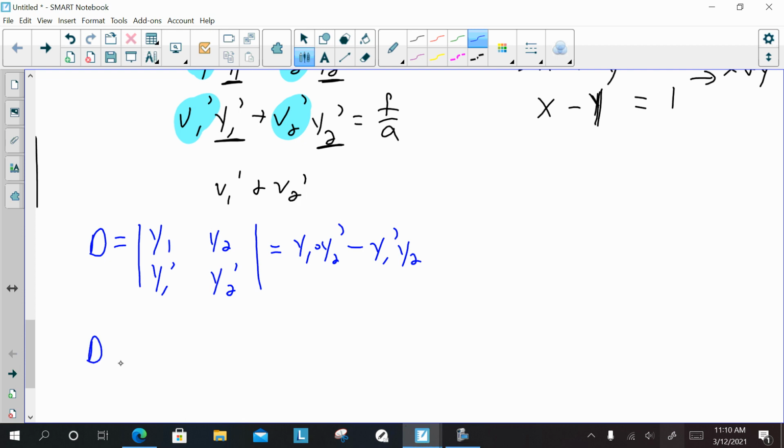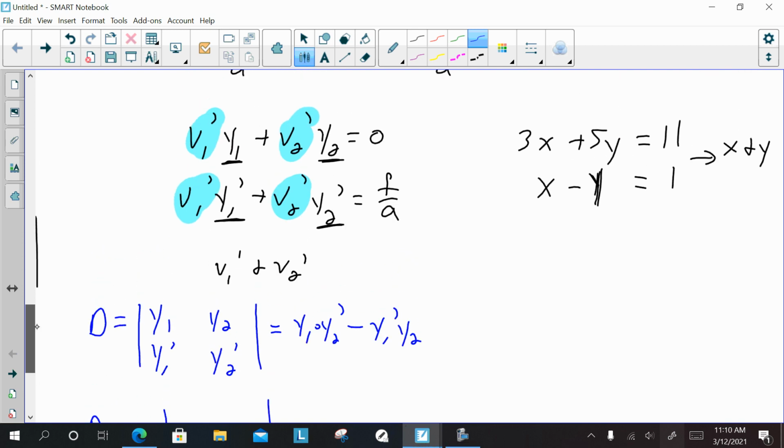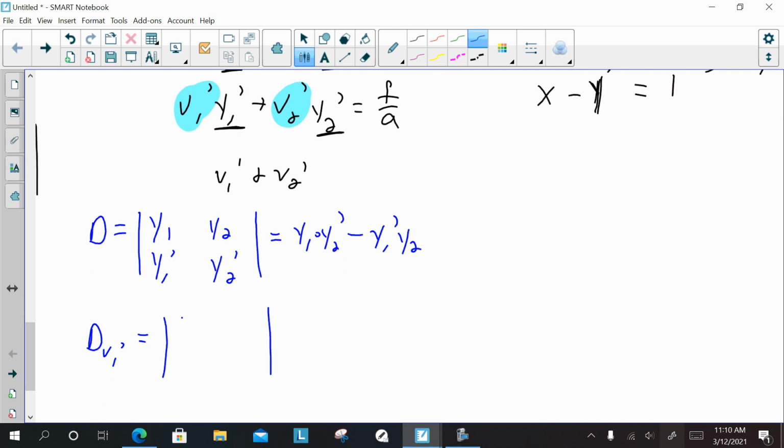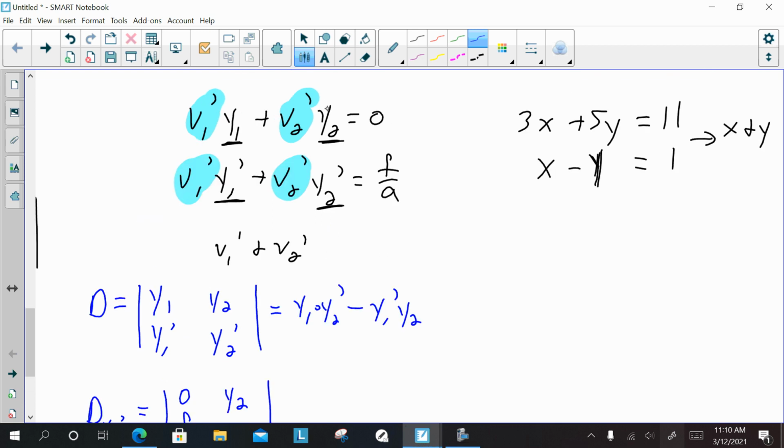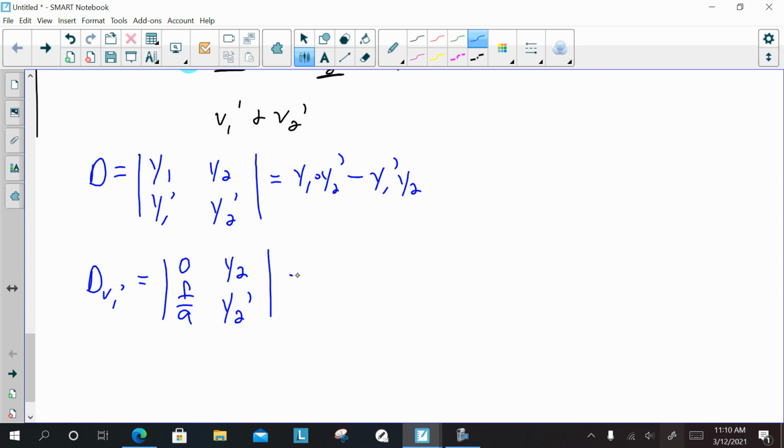We need a determinant for v1 prime. That determinant comes from replacing the coefficients in the v1 prime column with the right side. So the right side is 0 and f over a. We replace the first column with that, and we keep the other column, the coefficients in the second column, y2 and y2 prime. So for that determinant, if we multiply this diagonal it is 0, minus this diagonal, which we could call f over a times y2.